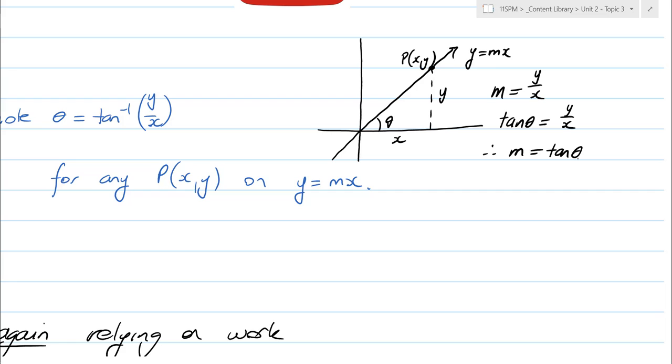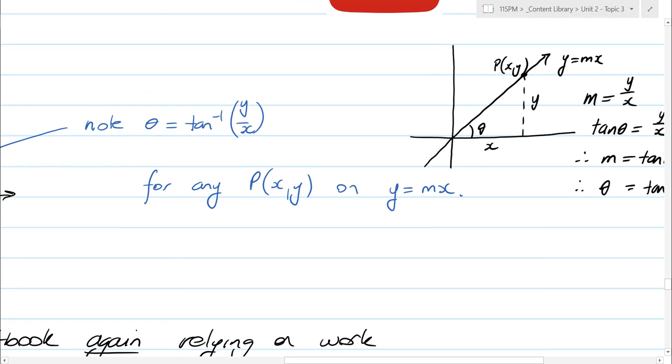So any line will be defined by a theta, which will be the angle of elevation from the horizontal axis. And so the steeper the line, the larger theta is. And also therefore, theta is equal to tan inverse of y over x to determine that theta. So whilst we're reflecting over the line y equals mx, we're also reflecting over a line that has a certain angle of elevation. And it's that angle of elevation that provides us a way of doing a proof.